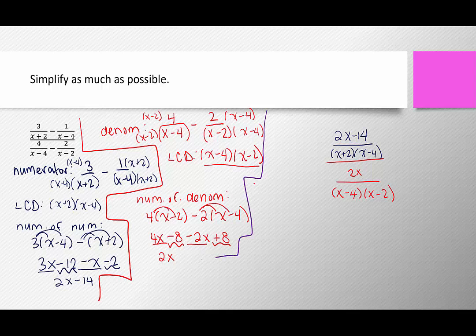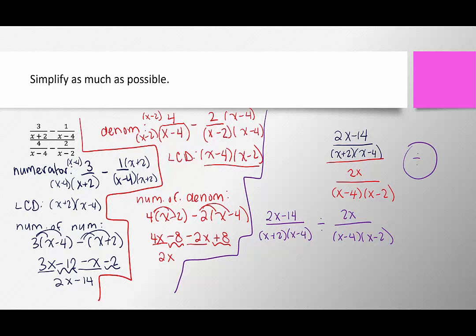Okay, so now we want to deal with the complex fraction. We now have the complex fraction as one single term in the numerator, one single term in the denominator. So the next step is to write this using that little division sign. I'm going to rewrite this as 2x minus 14 over x plus 2 times x minus 4 divided by 2x over x minus 4 times x minus 2. We don't want to do anything yet. All we've done is take the big fraction bar and rewrite it with this symbol.